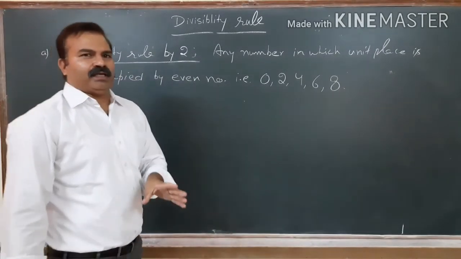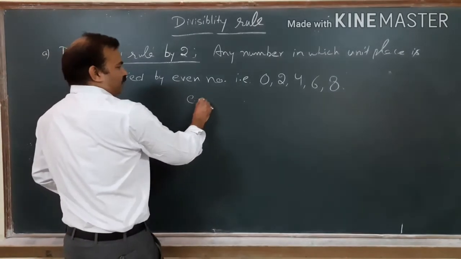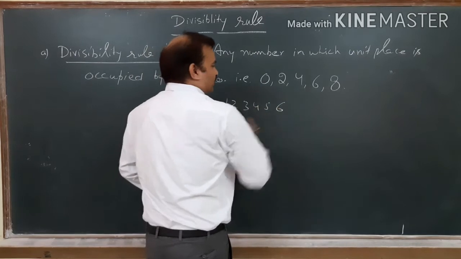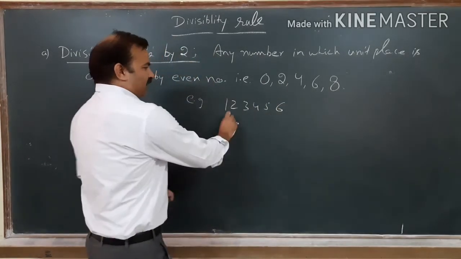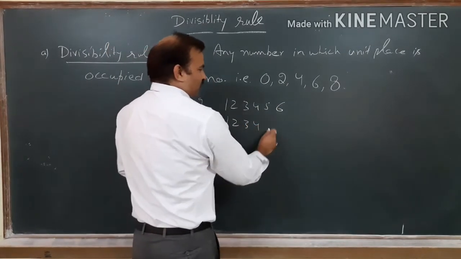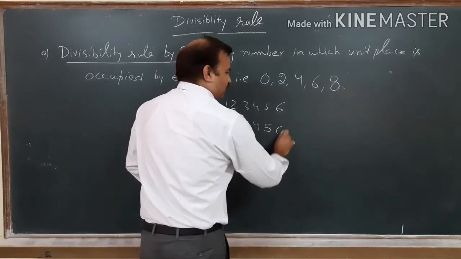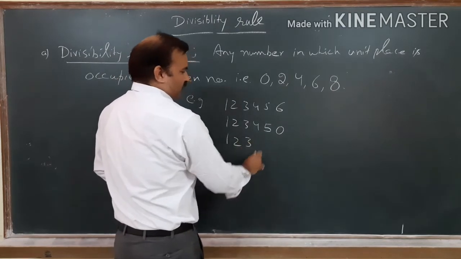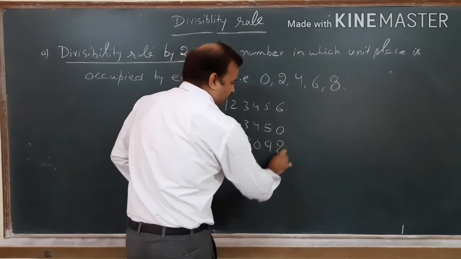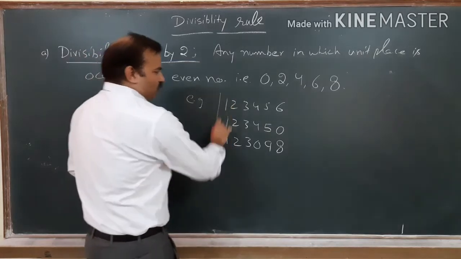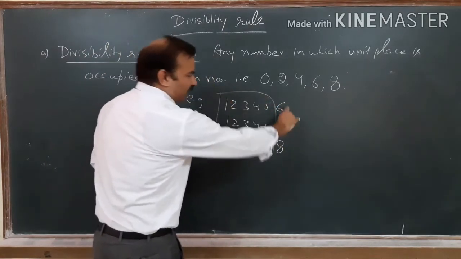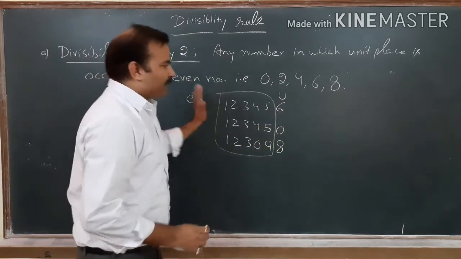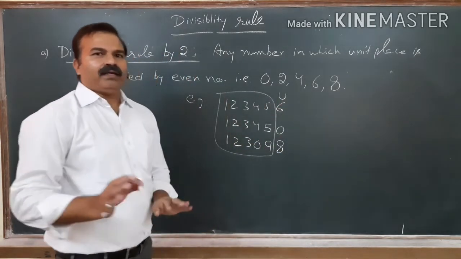As much bigger as the number is. For example, if I write 1, 2, 3, 4, 5, 6, the unit digit is 6. If I write 1, 2, 3, 4, 5 and then 0, this is also divisible. If I write 1, 2, 3, 0, 9, 8, you do not have to look at this other part. Only the unit digit. If the unit digit is even, then the complete number is divisible by 2.